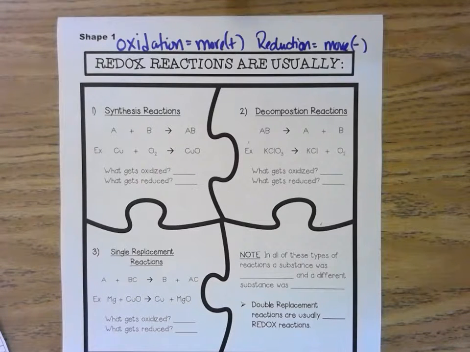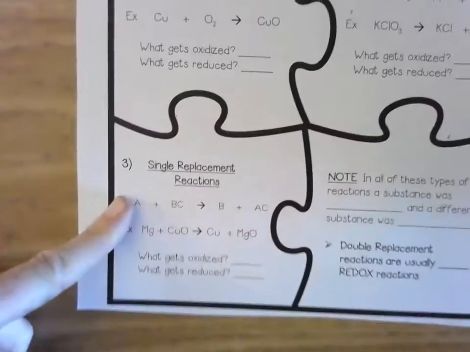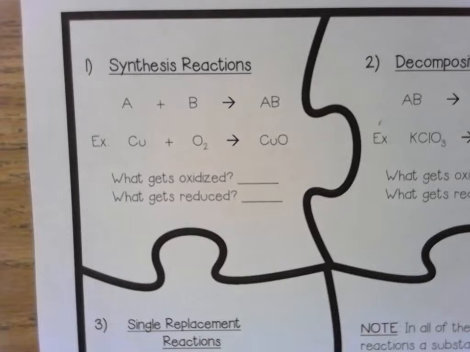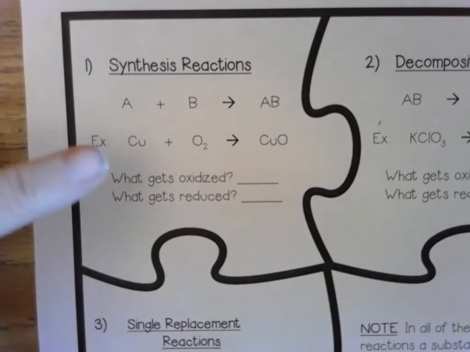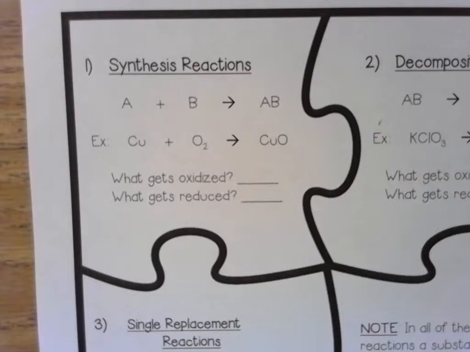All right, let's first take a look at synthesis. So here's a synthesis reaction. We have A plus B yields AB. And the example is copper plus oxygen yields copper oxide. We don't know what copper that is, though. We're going to have to figure that out. So I'm just writing this down.